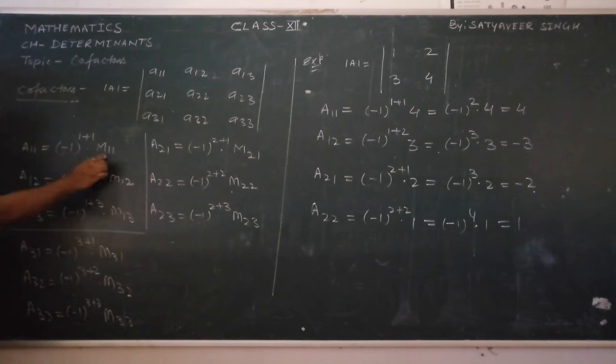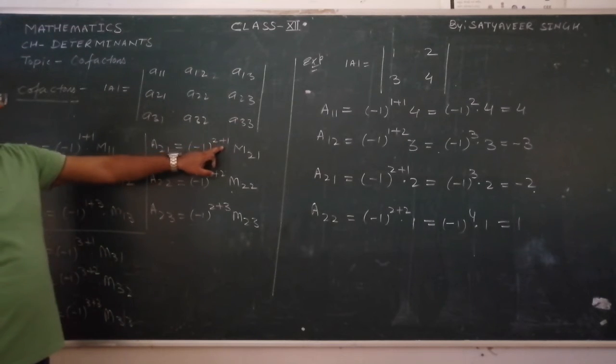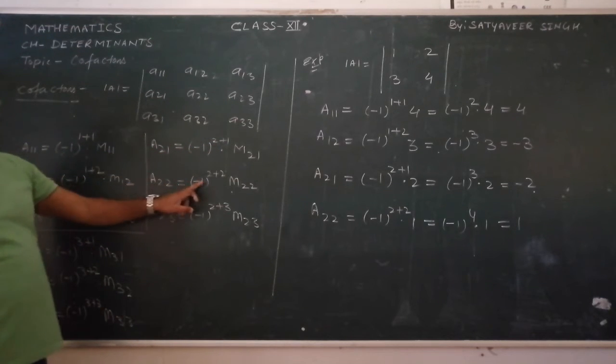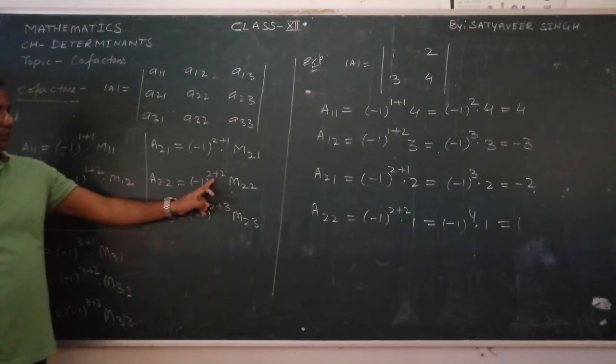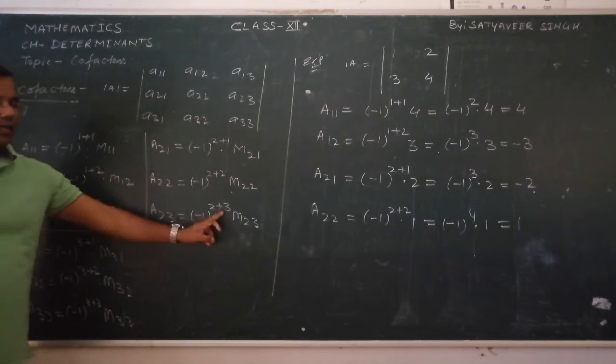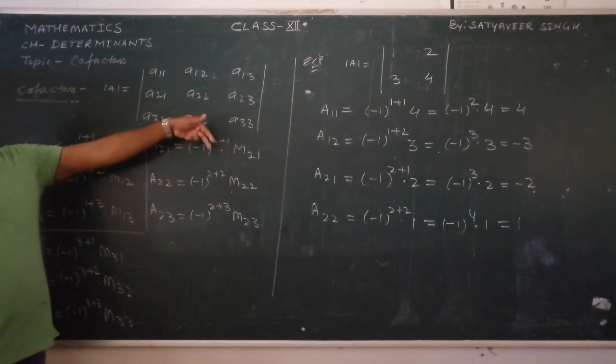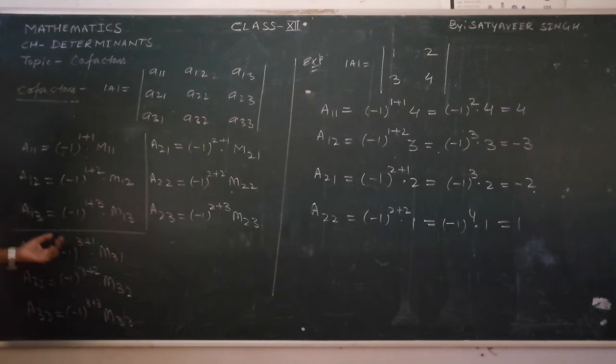So the first value you multiply by plus 1, because minus 1 raised to 2 is always positive, minus 1 raised to 3 is always negative, minus 1 raised to 4 is always positive, minus 1 raised to 3 is negative always, and minus 1 raised to 4 is again positive. So wherever it is coming, odd power will be negative, even power will be positive.